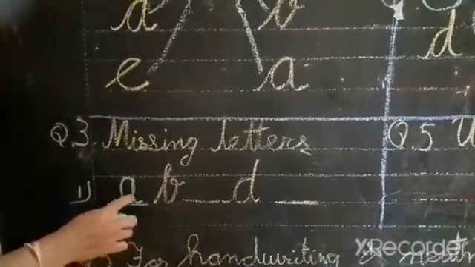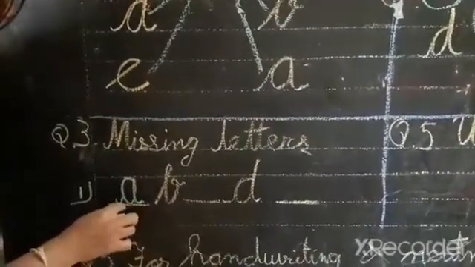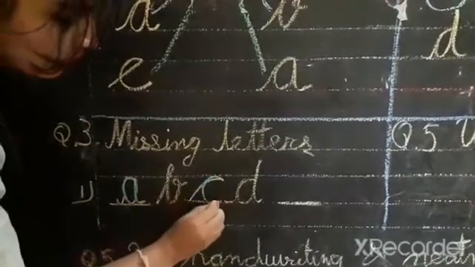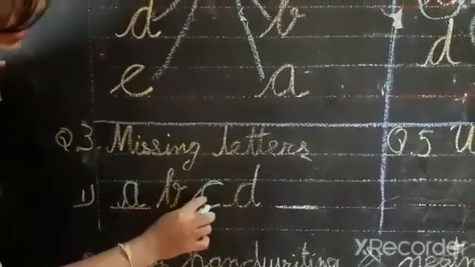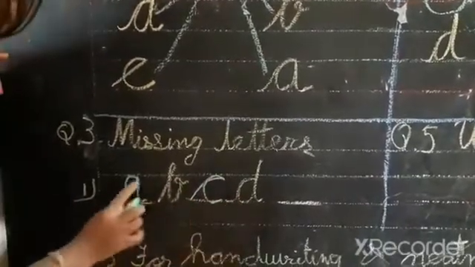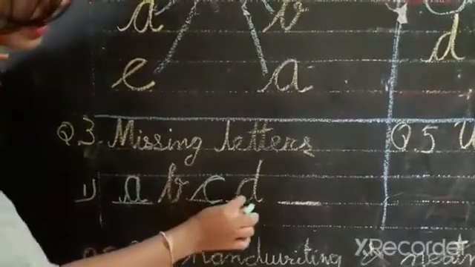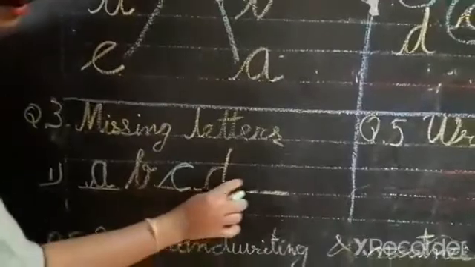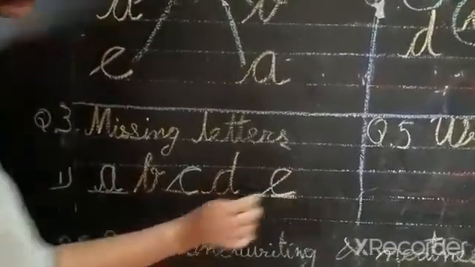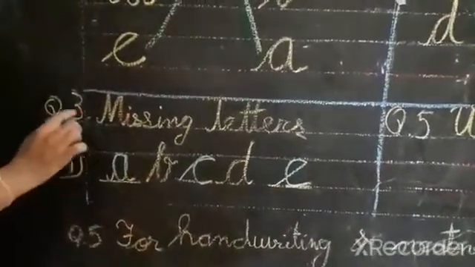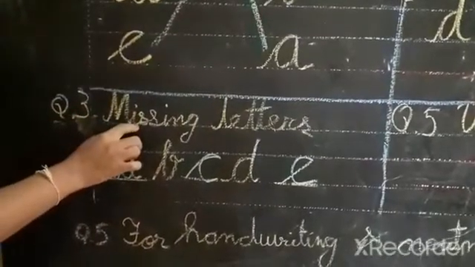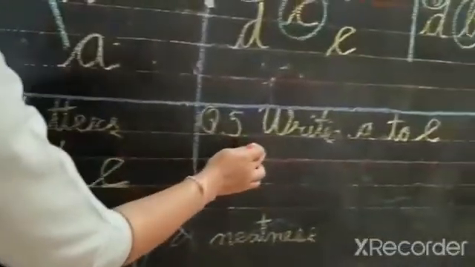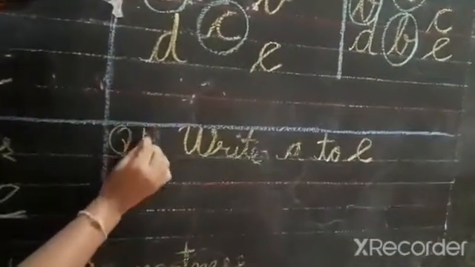We should write A. A, B. After A, B, C. A, B, C, D. Then what will come? A, B, C, D, E. Understood? Okay. Now our third question is also over. Now we are going to do question number 4.